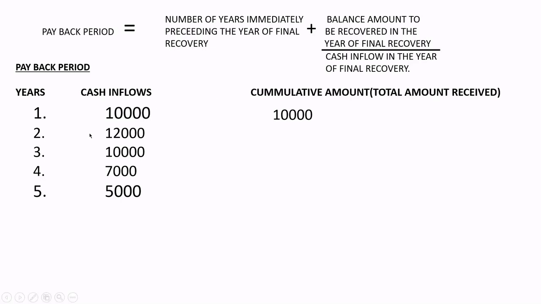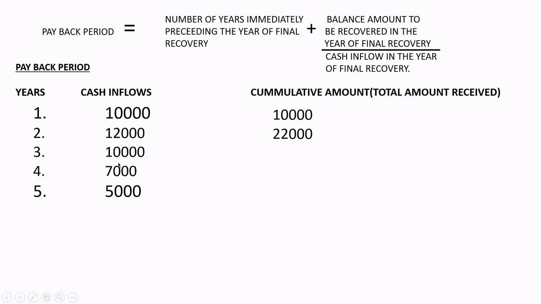In the second year, I have received 12,000 rupees, while in the first year I received 10,000 rupees. So in total, I now have 22,000 rupees. How? 10,000 plus 12,000. So in total, I have received 22,000 rupees so far. I will write 22,000 rupees as the cumulative amount in the second year. In the third year, I have received 10,000 rupees, while till the second year I have received a total of 22,000 rupees.